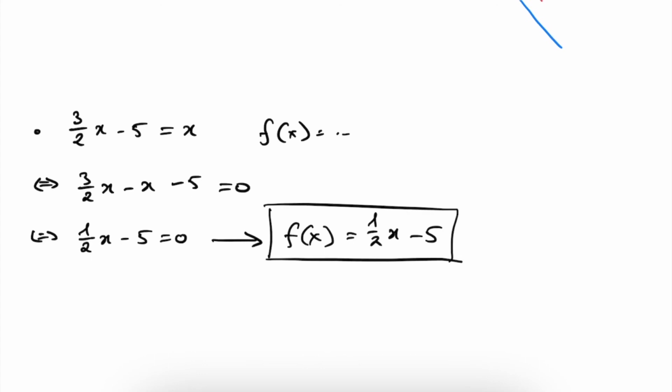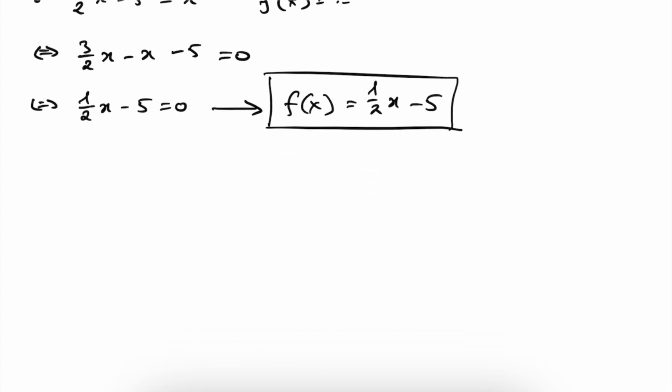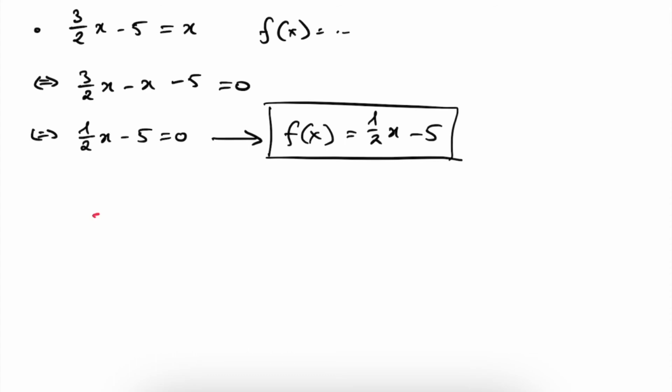And now actually the most difficult part is already done, and we can go to our basic algorithm. So the first point where x is equal to 0, this is the most easy point, which is just equal to 1/2 times 0, because x is 0, minus 5 is equal to minus 5, and we already have our first point.